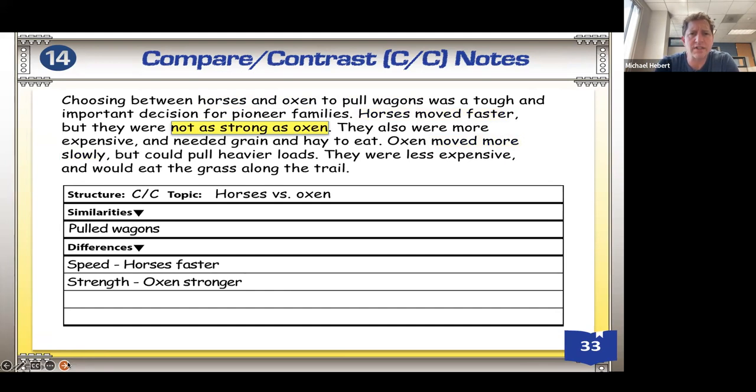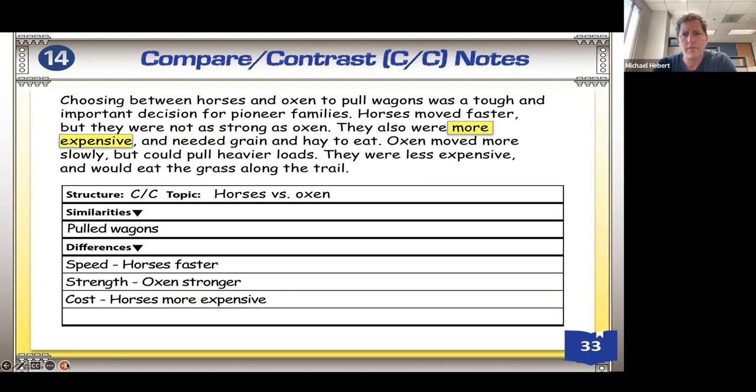And it also says horses were not as strong as oxen. So strength, the oxen are stronger than horses. It also mentions that one was more expensive than the other. It said they also were more expensive. Now I have to use my clues here, because I've got a pronoun. They also were more expensive. So I have to think, who are they? The previous sentence talks about horses. So they are the horses. Horses were the ones that are more expensive.